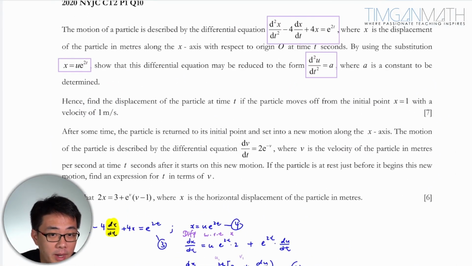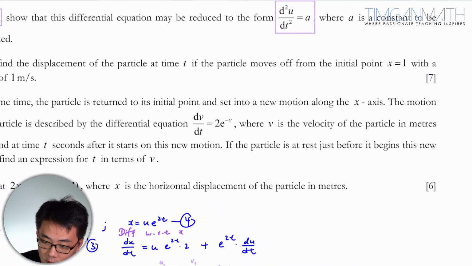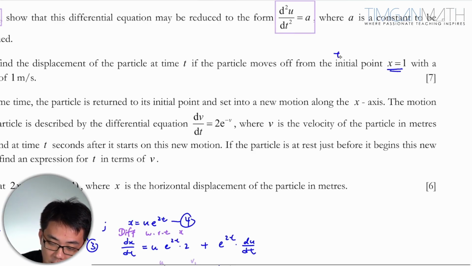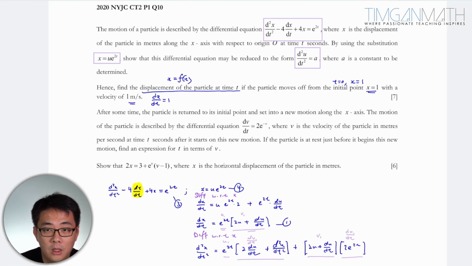So let's look at the subsequent one. Hence, find the displacement of the particle at time t if the particle moves from the initial point of x equals 1. So it means when t is 0, the initial point is 1 with a velocity of dx dt, which is 1. The displacement at time t. So in other words, you need to find x as a function of t. Okay, so that's what we need.